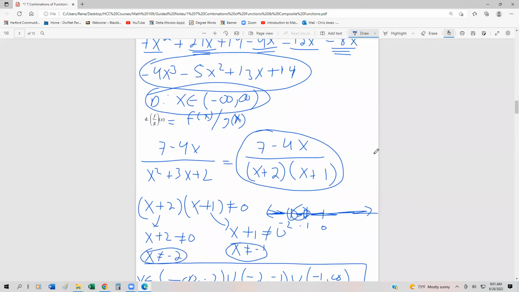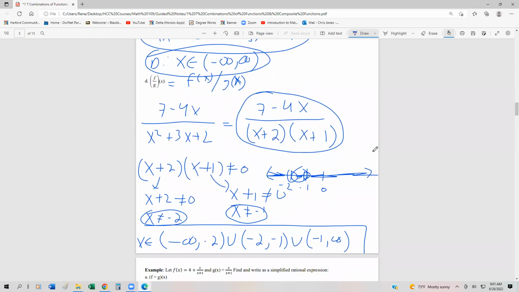So hopefully this illustrates how we can go through and add, subtract, multiply, divide functions, but then also it illustrates how to go through and get the domains of those functions. In subsequent videos, we're going to look at ones that are going to have domain restrictions initially. All right, and so when we get to those, we might have to do a little bit more work.